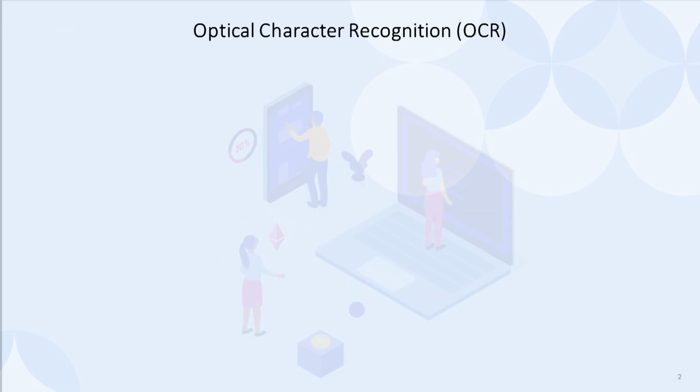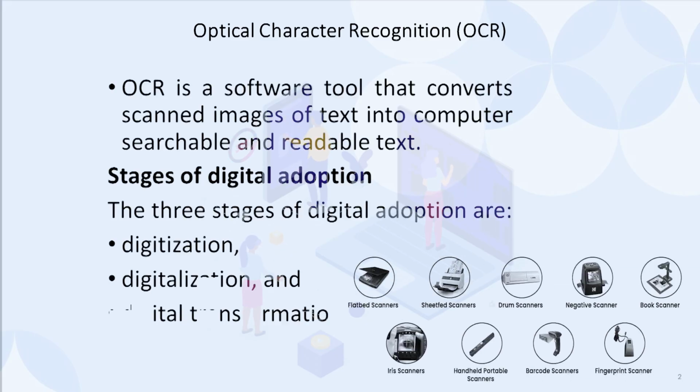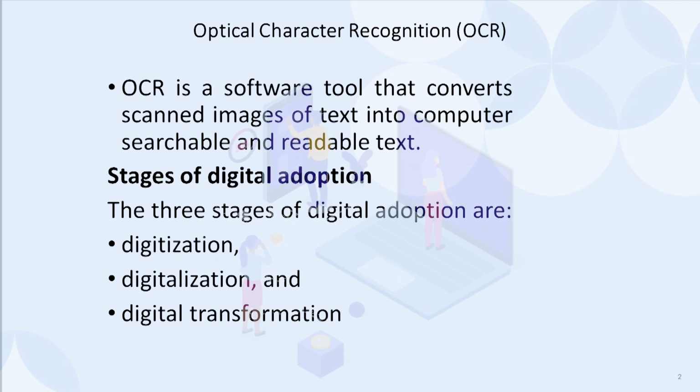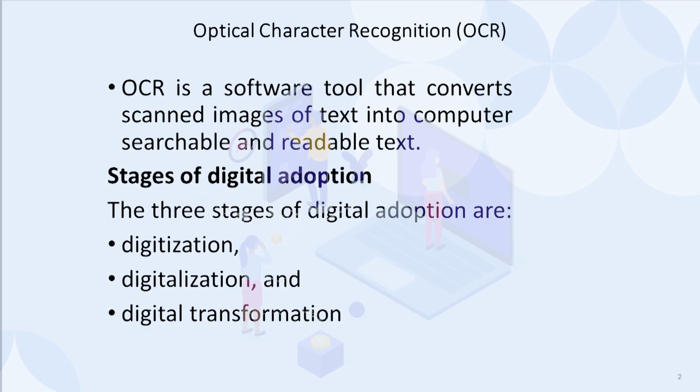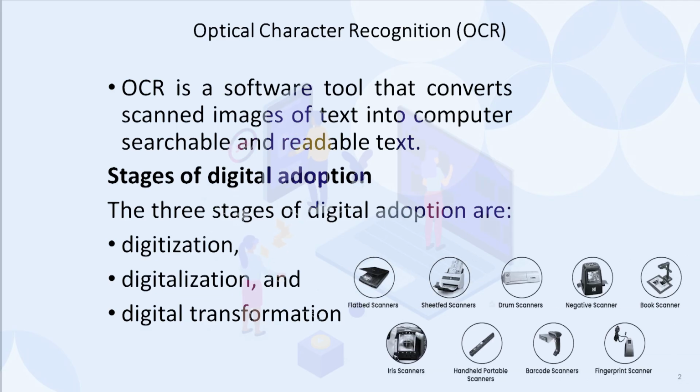What is the role of optical character recognition? Optical character recognition is a software tool that converts scanned images of text into computer searchable and readable text. There are two types of OCR: sometimes it is searchable and readable text, and sometimes it cannot be searched.